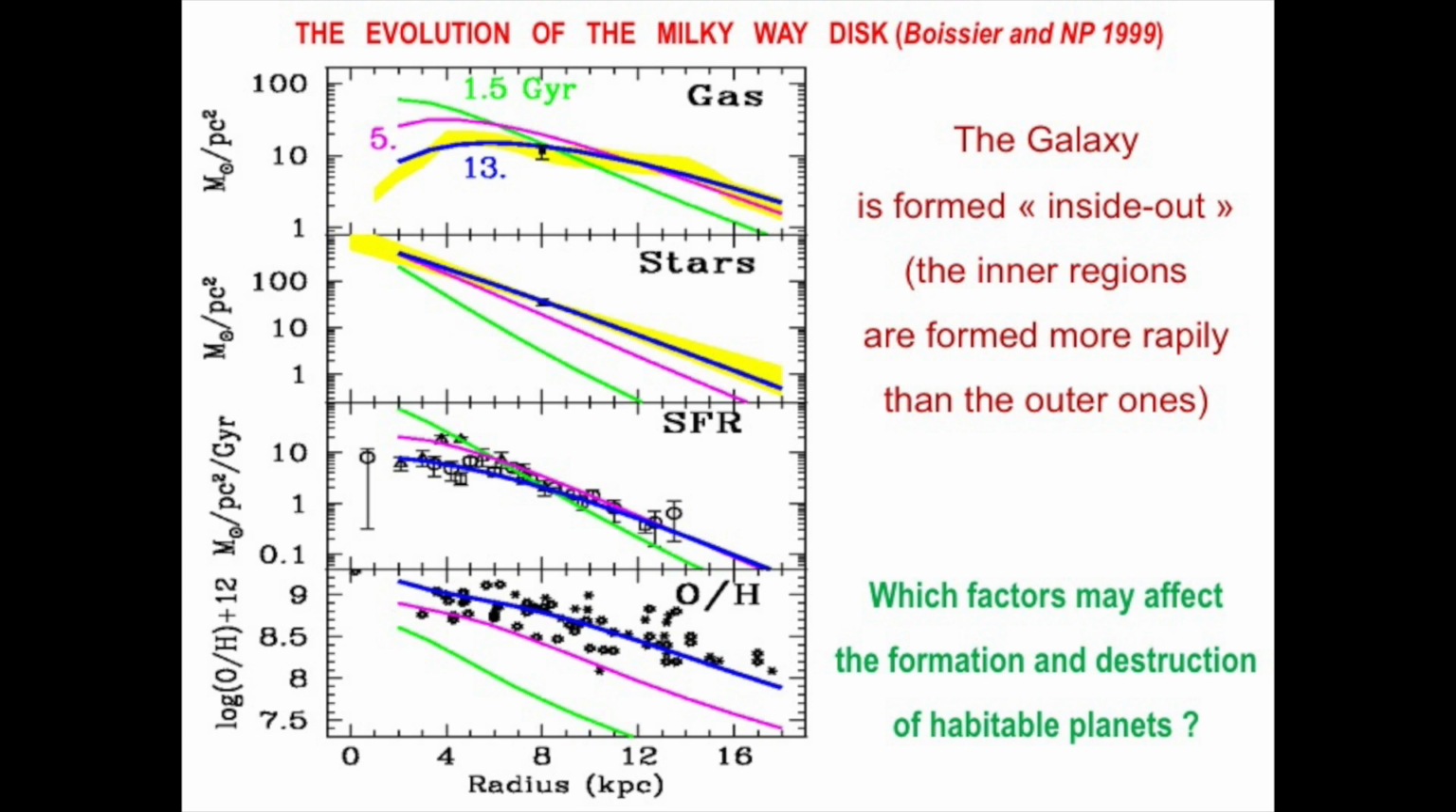So now comes the big connection to our story, the galactic habitable zone. Which of those factors may affect the formation and the destruction of habitable planets, or of life in habitable planets? One of the things that were understood in the early 2000s, when we first started having statistics about the extrasolar planets, was that, okay, in the beginning we have seen mostly very massive planets, Jupiter-like planets, and very close to their stars.